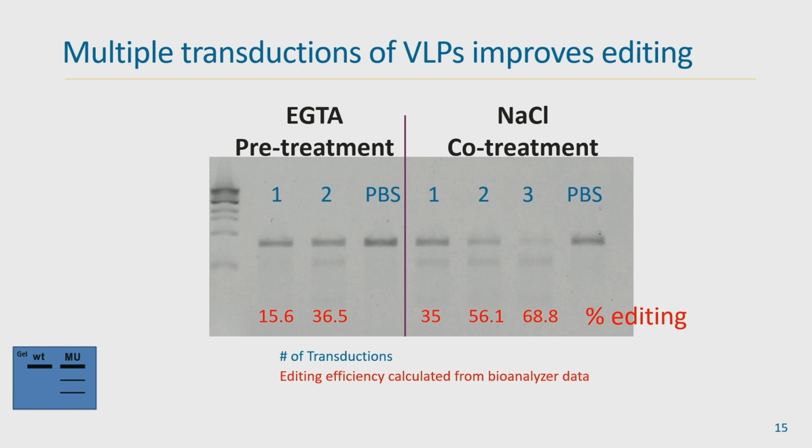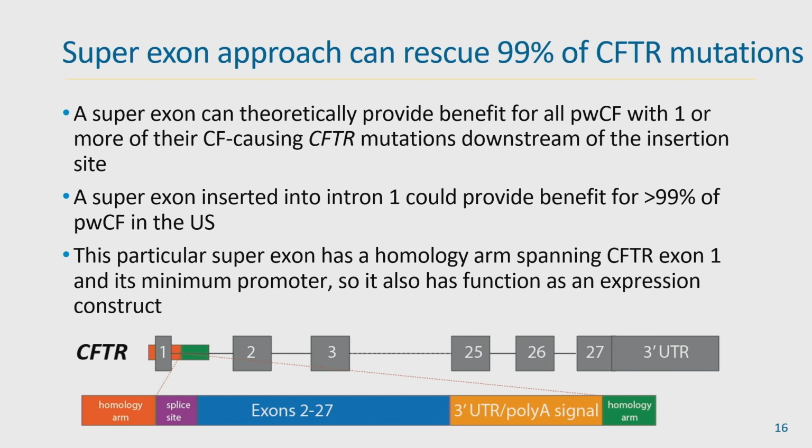So following these results, we were curious to see if we can use VLPs to mediate a targeted super exon insertion into intron 1 in differentiated primary HBEs. So a super exon is a partial cDNA of CFTR inserted, in this case, into intron 1 in the endogenous CFTR locus to take advantage of the native regulatory elements of CFTR. A super exon inserted into intron 1 could potentially provide benefit for over 99% of people with CF in the United States.